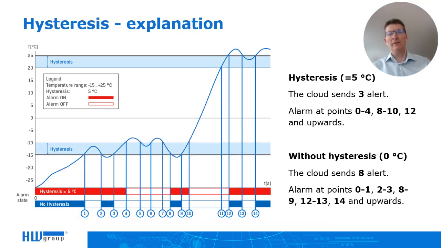The hysteresis value defines the width of the tolerance range for sending an alarm. You can see it in the picture. This feature prevents multiple alarms when the value rises and falls around a trigger point.